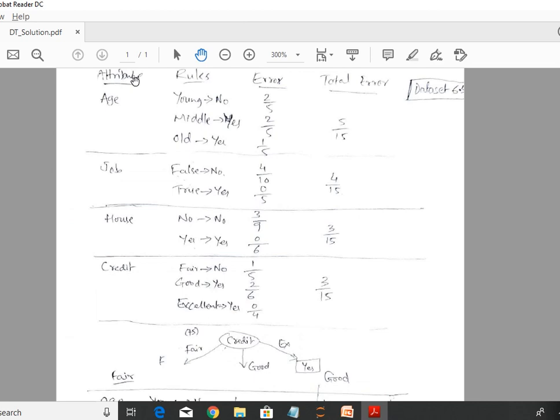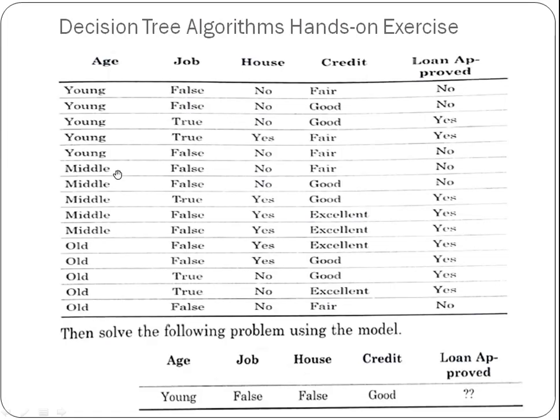Okay, here. So for the attribute age, I will set the rules: young, no, 2 divided by 5; middle, yes, 2 divided by 5; old, yes, 1 divided by 5. So here we have 2 plus 2 plus 1, that is, the total error is 5 divided by 15. Similarly, we take the next attribute, job. If I switch it back here, the next attribute is job.